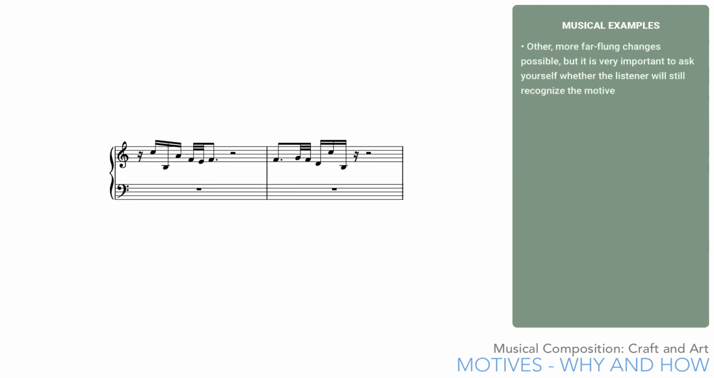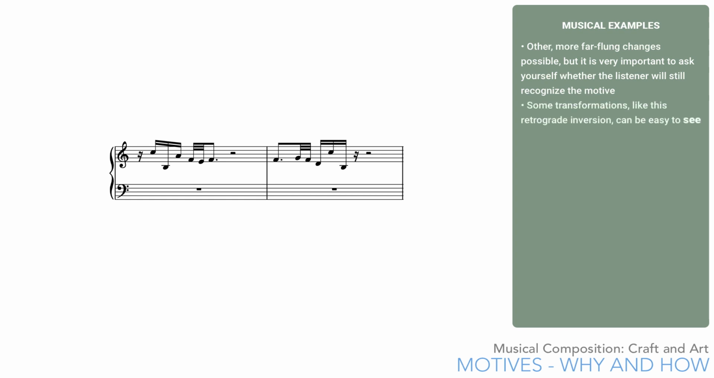There are other, more far-flung changes possible, but it's very important to ask yourself whether the listener will still recognize the motive. For example, many counterpoint books talk about retrograde and retrograde inversion as common transformations. But listen to this. Do you really recognize the second version as being a variant of the first? And if you heard it 5 minutes later in the piece, would you recognize it?